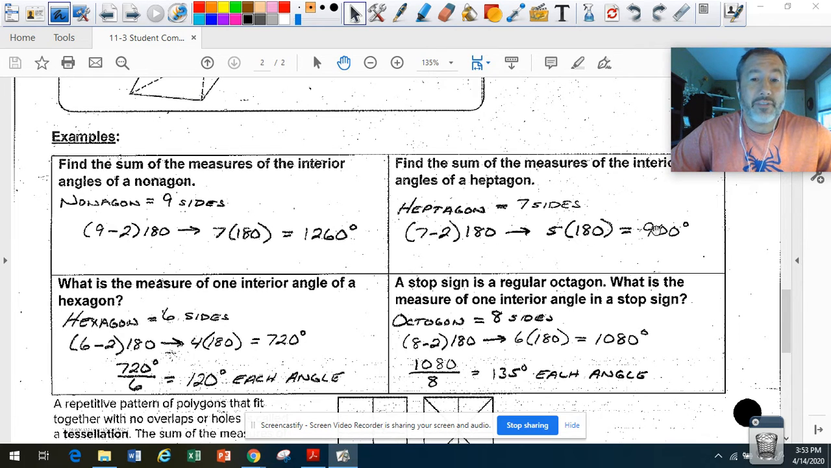Now, what if they want to figure out what one of the measures is? These have to be regular polygons, which means all the sides are the same length, and all the angles are the same number of degrees. It says find the measure of one interior angle of a hexagon. It really should say a regular hexagon, because we want to make sure that all of the angles are the same and all the sides are the same. So let's use our formula. We're going to do one little piece that's different at the end.